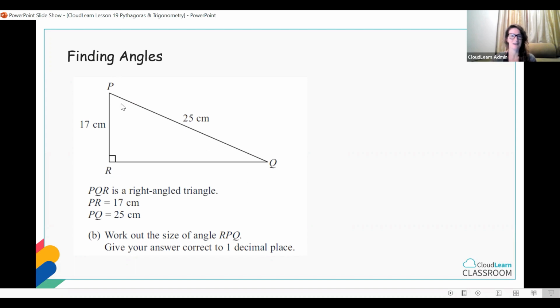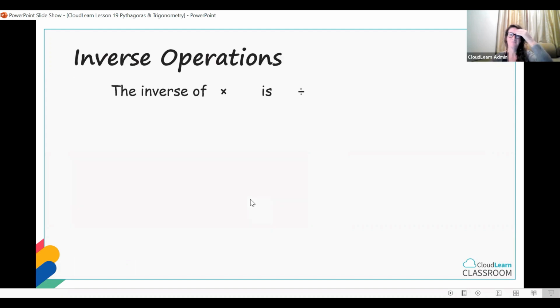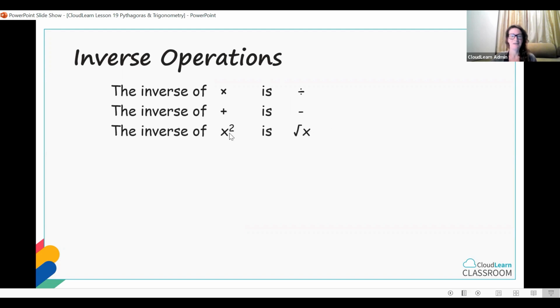So it's this angle here in between 17 and 25. Okay, so when we're doing a problem like this, we're going to extend what we know a little bit to the inverse operations of the sine functions. Inverse operations are just opposites, basically. The inverse of multiply is divide, the inverse of adding is subtracting, and the inverse of squaring is square rooting. So the inverse of sine, cosine, and tan, you may have come across them.